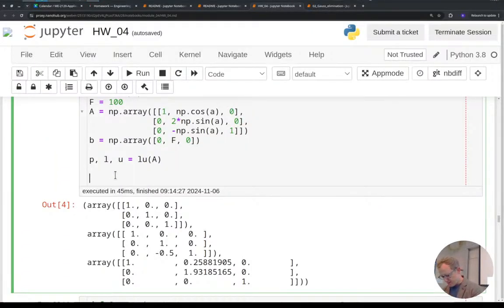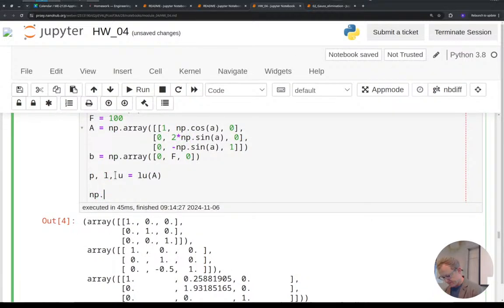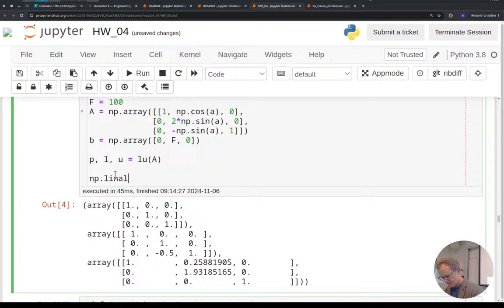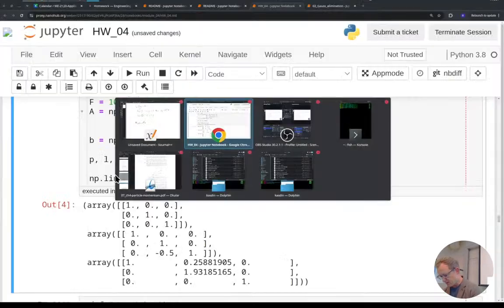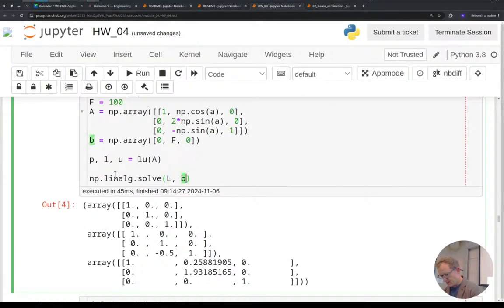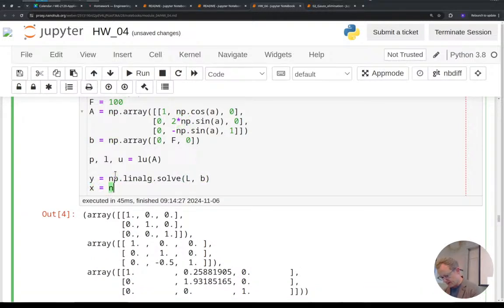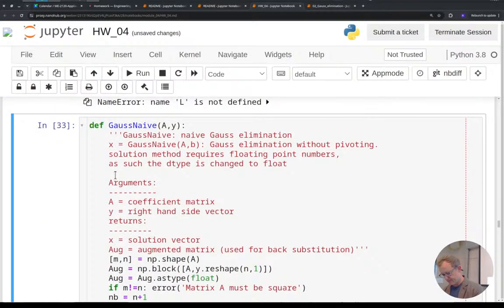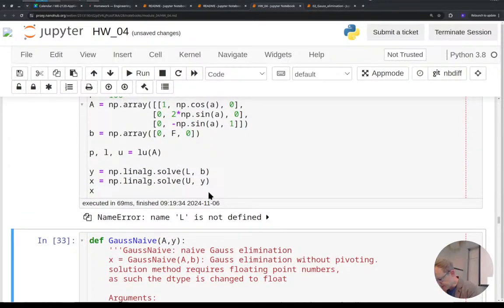So I've got P and L. So I could just say linalg.solve. I want L and B. And again, I'll call this Y. And then X is going to be solve of U and Y. Oh, and I should probably match the case.